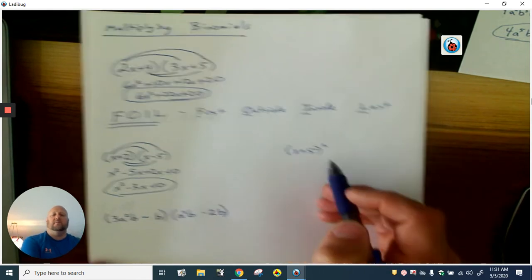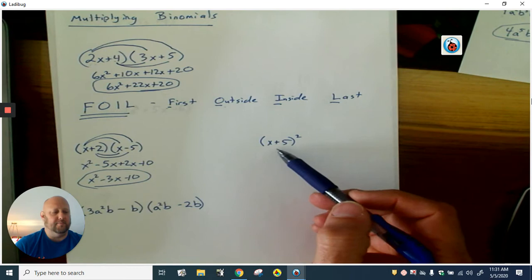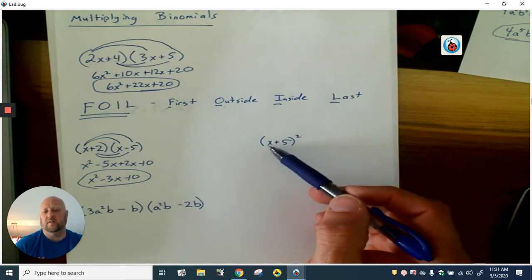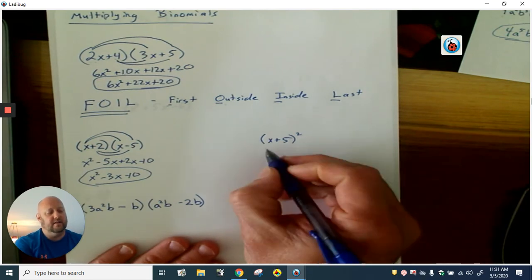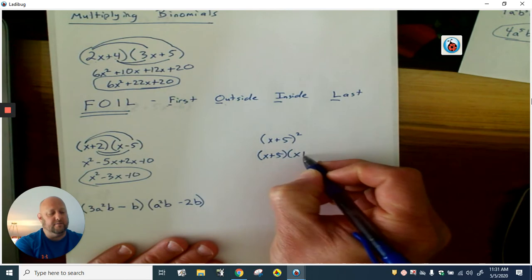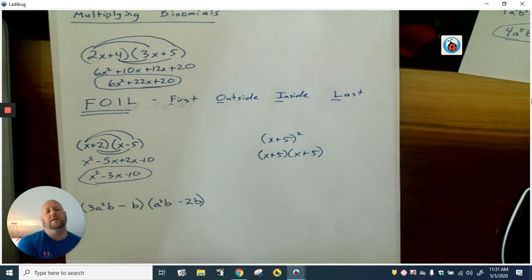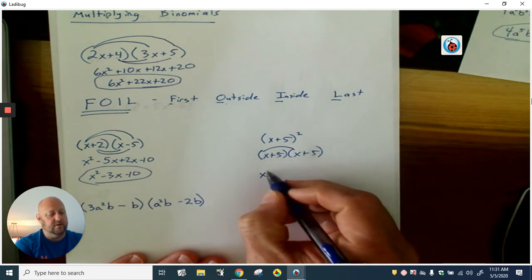What happens if you see something like x plus 5 quantity squared? Well, the common mistake people make is they just think, well, let's just square the x and square the 5. You cannot do that. You have to think of this as x plus 5 times x plus 5, which means we have to FOIL. The x and the x makes x squared.